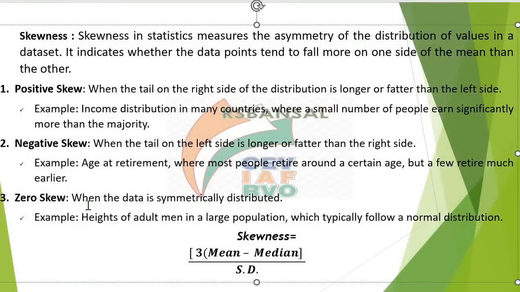And then zero skewness, when the data set is symmetrically distributed. For example, the heights of adults in a large population, which typically follows a normal distribution. For calculating skewness, you have to use this formula: skewness equals 3 into mean minus median, divided by standard deviation. You need all these terms: what is mean, what is median, and what is standard deviation.